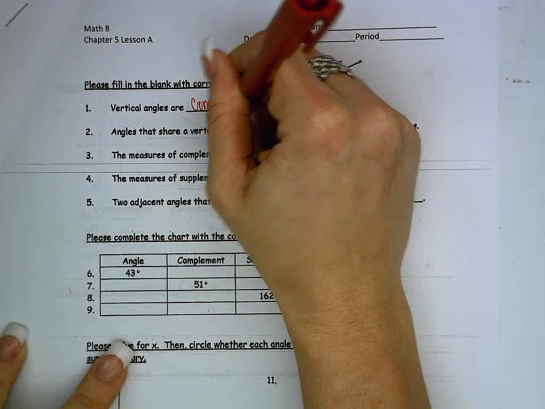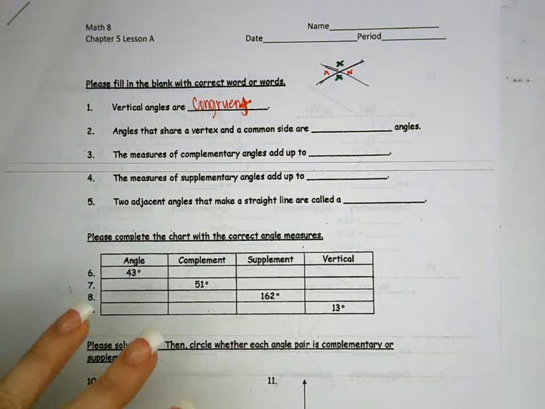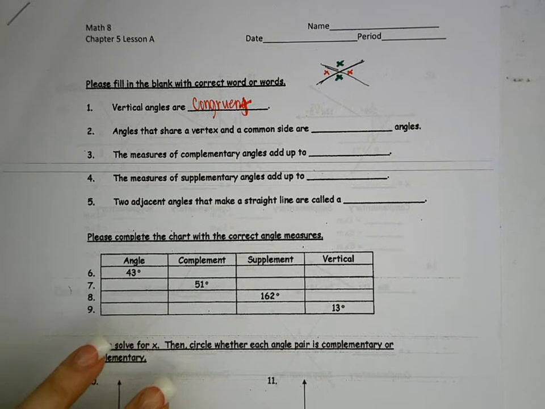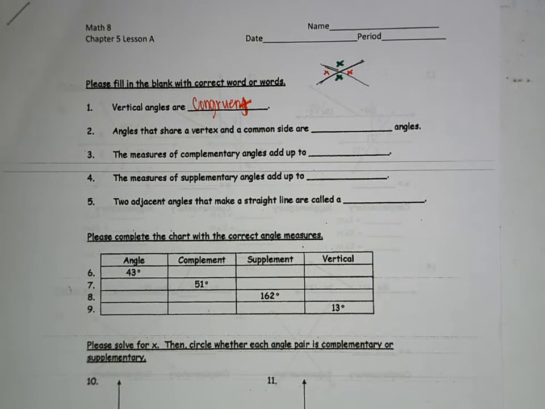Congruent. Sorry, I can't spell. C-O-N-G-R-U-E-N-T. Congruent.